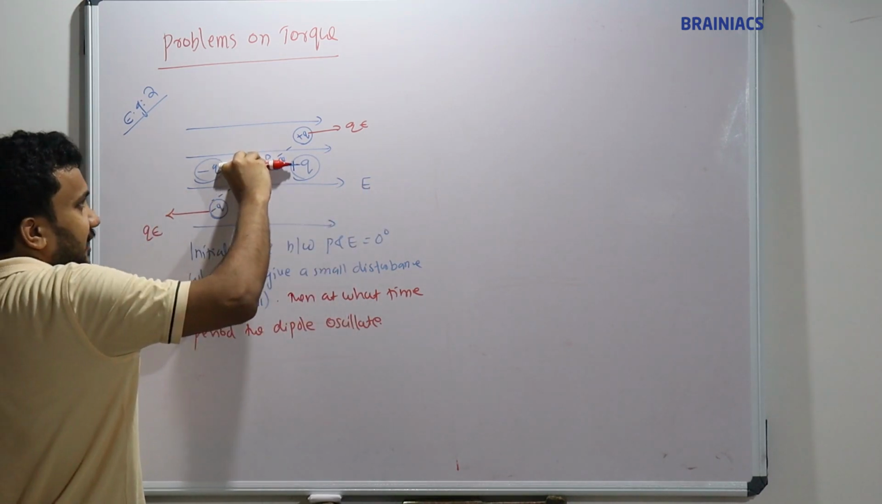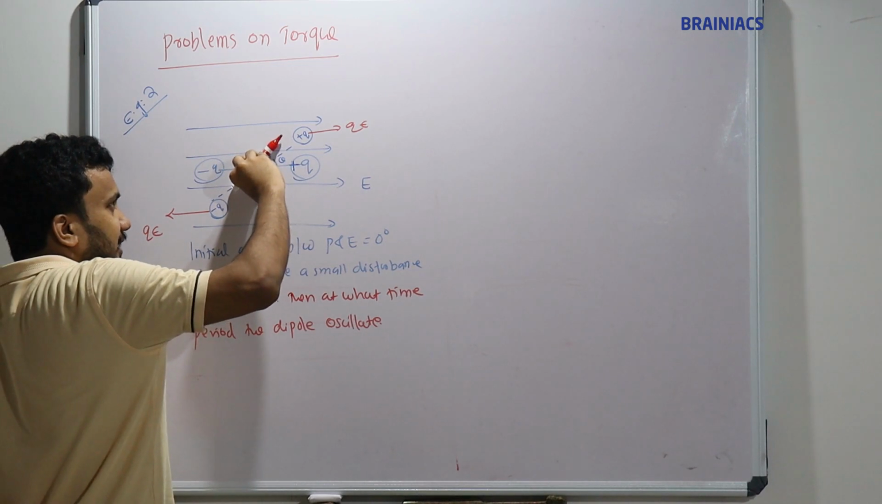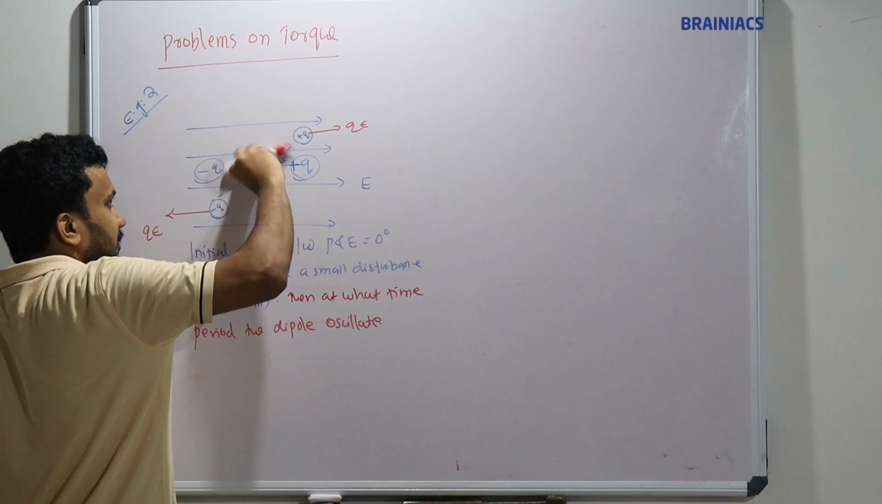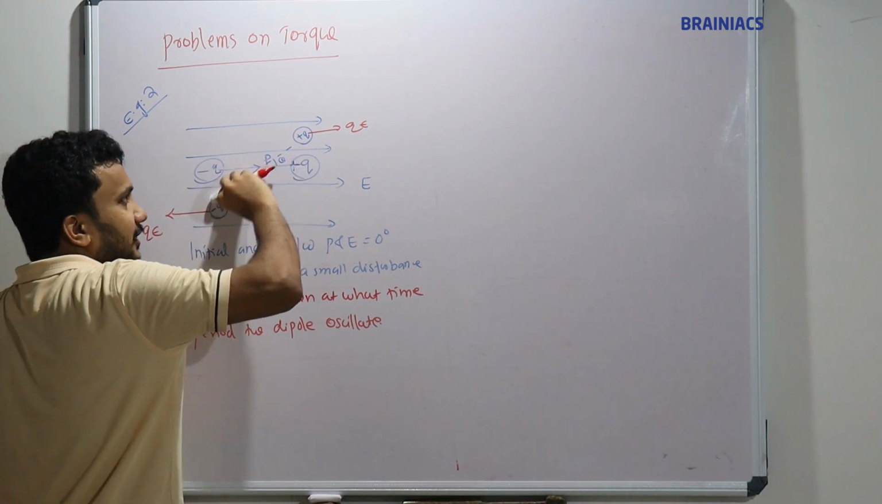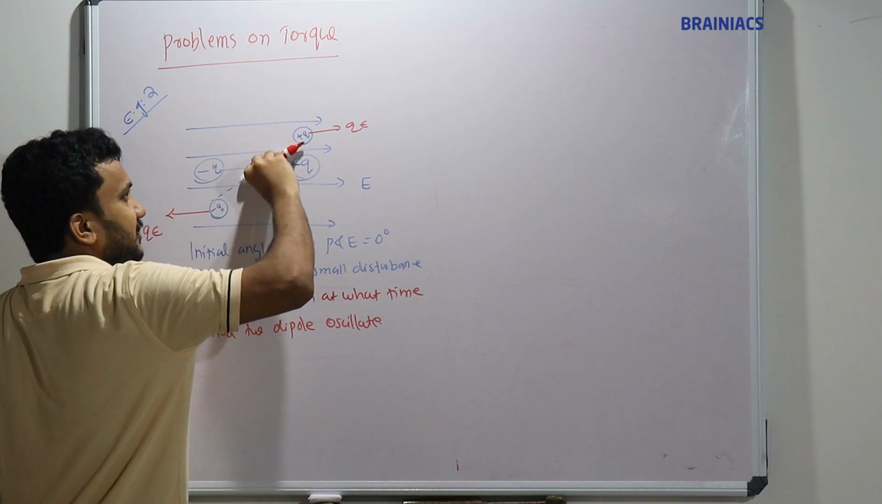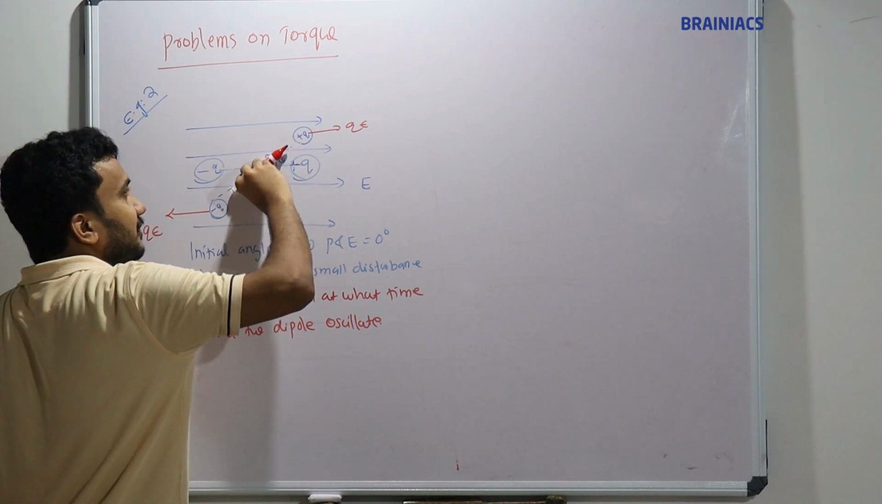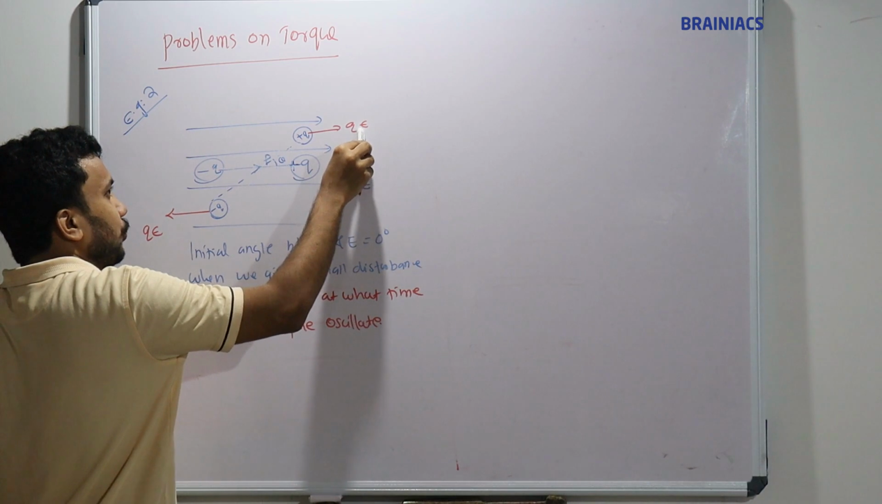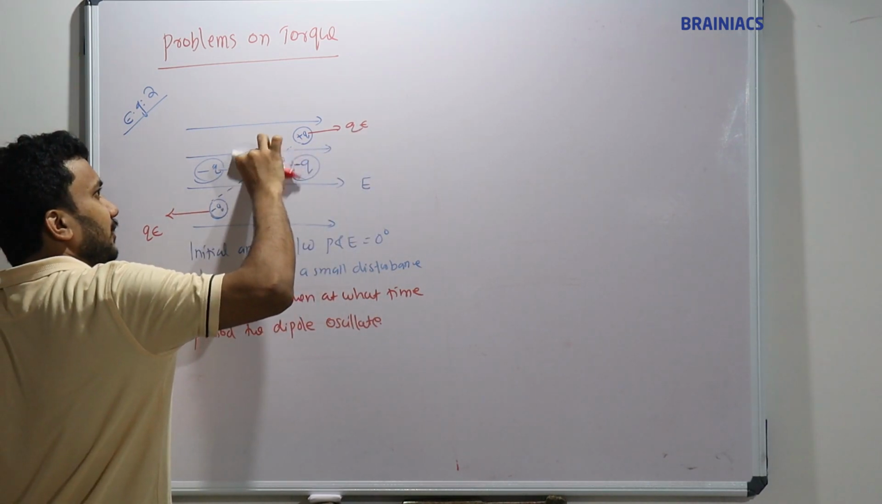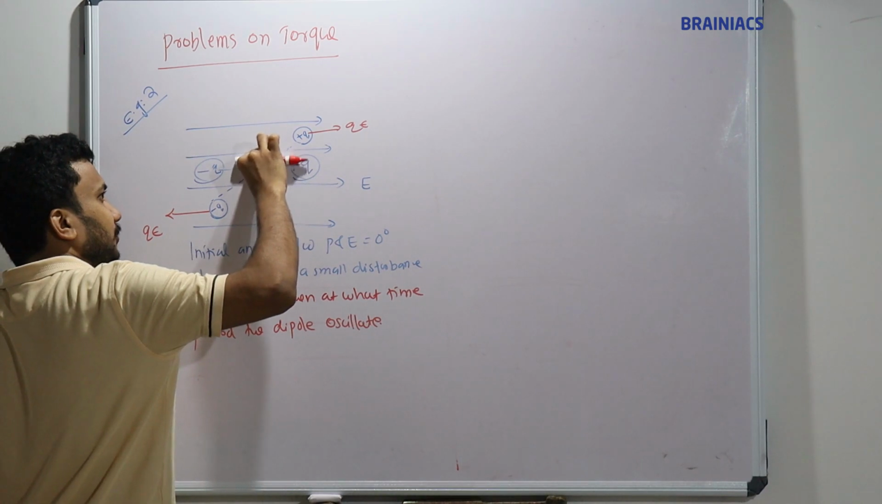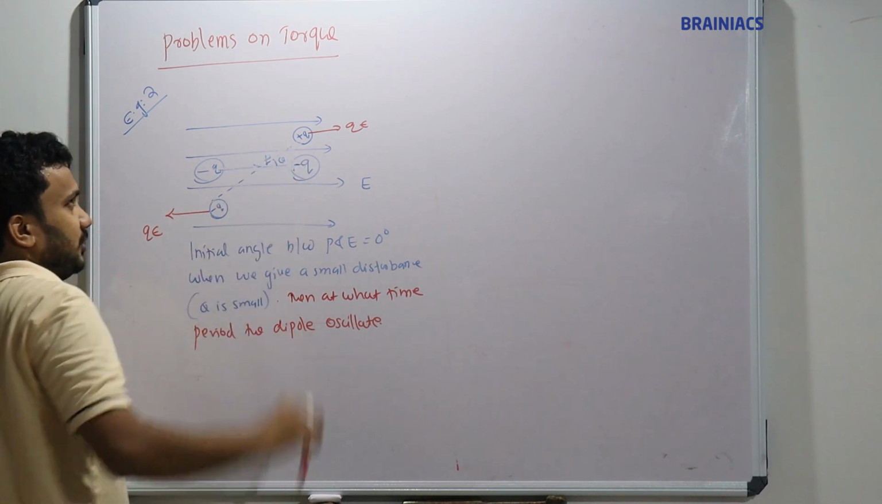So initially it is like this. Now if I give a disturbance like this, as it is a stable equilibrium, because of the two forces, it will come back to the original position. If I give some small disturbance and keep it like this, because of the electric field, there is a QE force here and a QE force here. So what will happen? It will just oscillate like this and come back to the initial position.